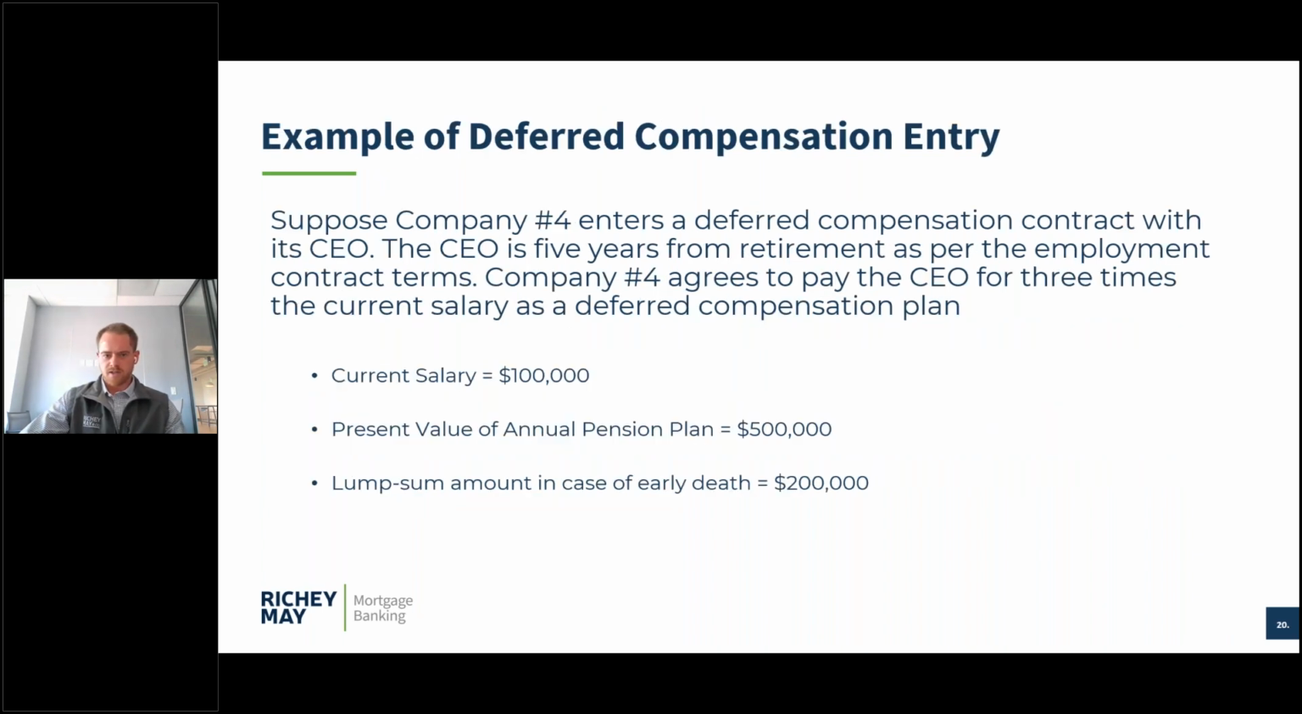So next, to make things look a little bit simpler, we're going to dive into a really simple deferred compensation entry. So to read through the example here, we're going to suppose that company number 4 enters into a deferred compensation contract with its CEO. The CEO is 5 years from retirement as per the employment contract terms. Company number 4 agrees to pay the CEO 3 times their current salary as a deferred compensation plan. So the metrics that we're going to use to put this example together: the CEO has a current salary of $100,000. The present value of this annual pension plan is $300,000, and the lump sum amount in case of early death is $200,000.